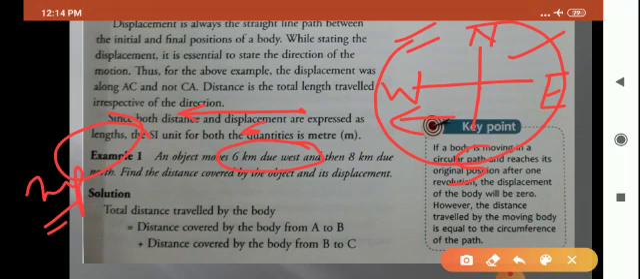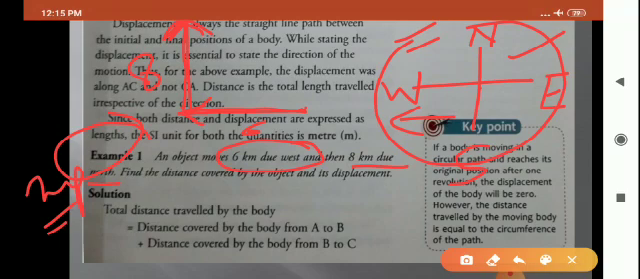And then 8 km due north. Where is north? North is upward. So after reaching from this point to this point, it is moving 8 km due north. So first the object moves 6 km due west and then 8 km due north. Now you have to find the distance covered by the object and the displacement.